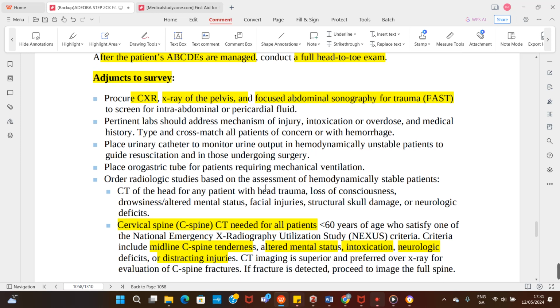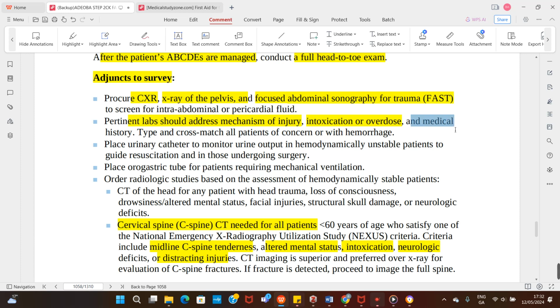So you might also want to order some pertinent labs depending on the mechanism of injury, right? So if the person has trauma and the person is bleeding, you want to do your complete blood count, liver function test, EUCR, right? If it's a case of intoxication or overdose, you might want to do your toxicology screen, right? You might want to check your arterial blood gas. Maybe the person has carbon monoxide poisoning or something. You might want to check arterial blood gas, lactate, base deficit.